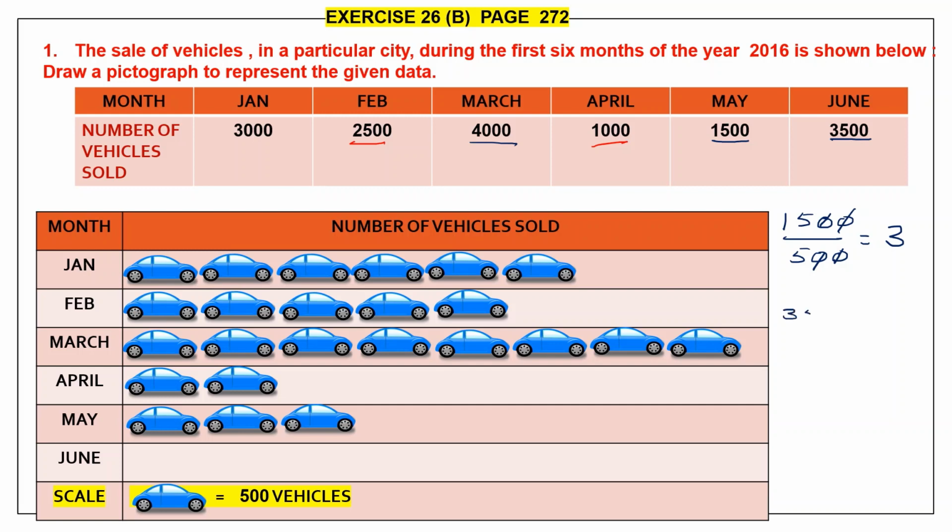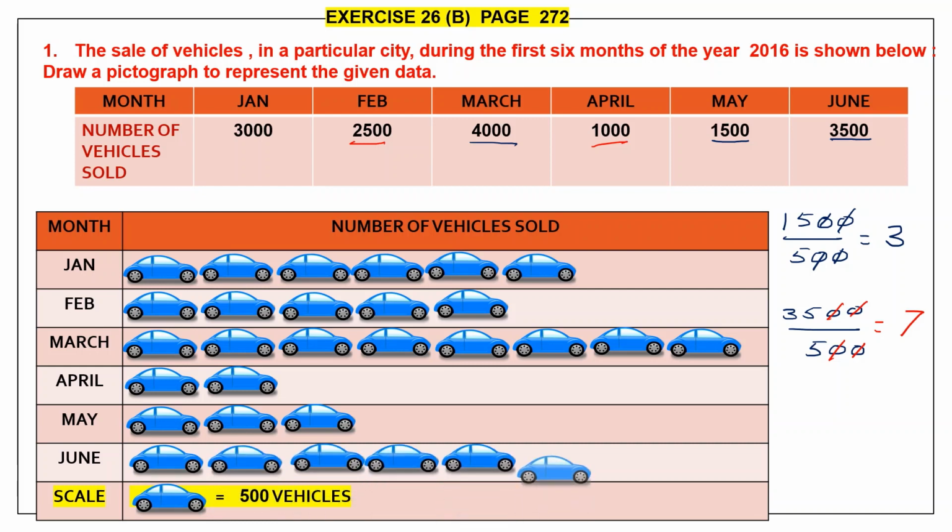So let's take 3,500 and divide it by 500. Now cancel the 2 zeros. Divide 35 by 5. 5 sevens are 35. So we should show 7 vehicles. 1, 2, 3, 4, 5, 6 and 7. So we have shown all the vehicles according to the question given.